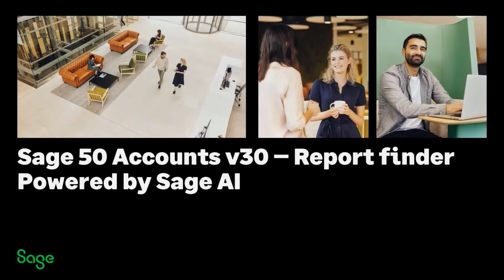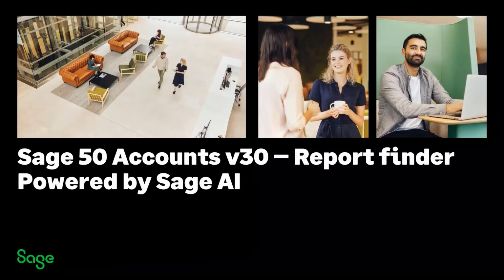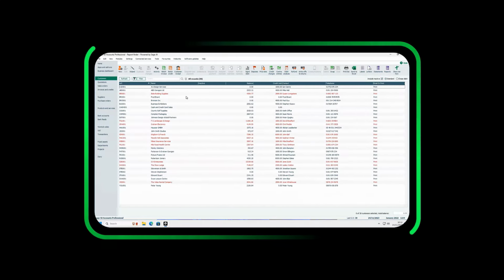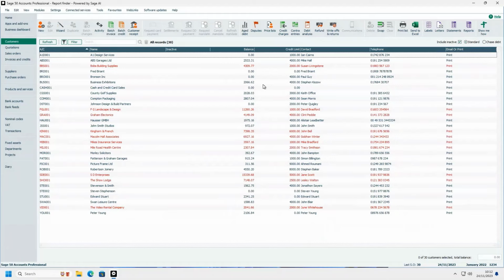The Report Finder, powered by Sage AI, is a new feature that is available in Sage 50 accounts version 30. With so many reports available in Sage 50 accounts, at times it can be a challenge to find the one you want. The new Report Finder makes this quick and easy.